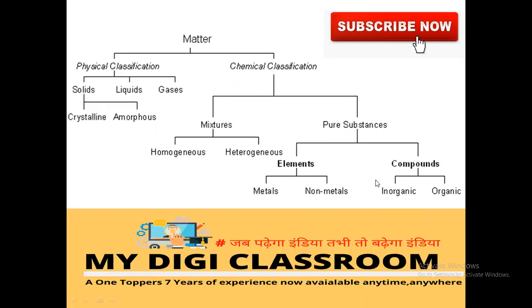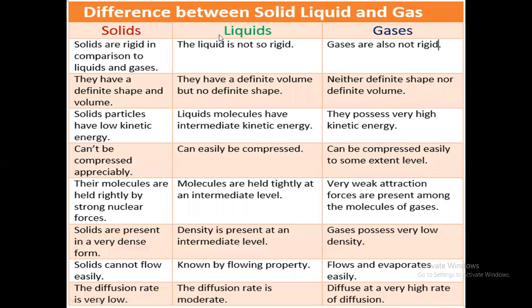In chapter 1, we just have to deal with the physical classification of matter. The chemical classification will come in your next chapter. Now, what about the difference between solids, liquids and gases? There are few points in which we can differentiate between solids, liquids and gases. First is, solids are rigid in comparison to liquids and gases. On the other hand, liquids are not so rigid. Gases also are not rigid.